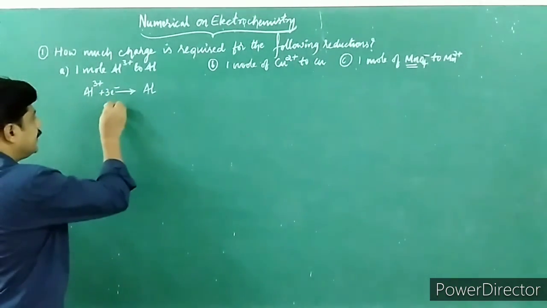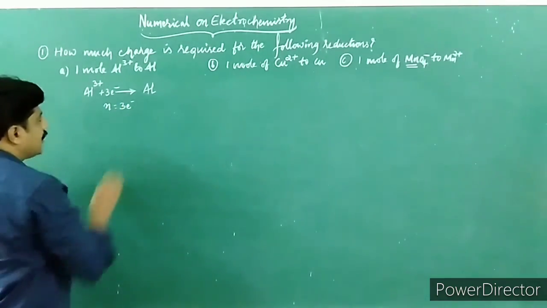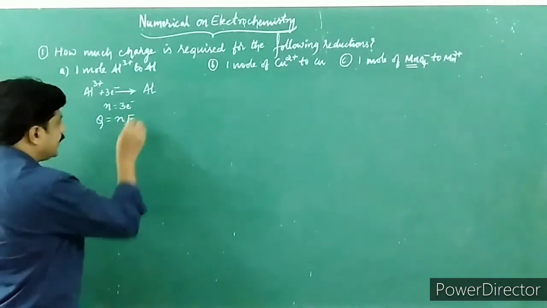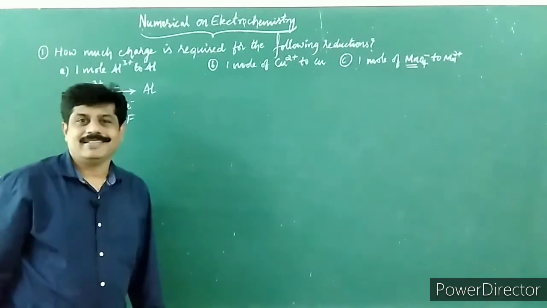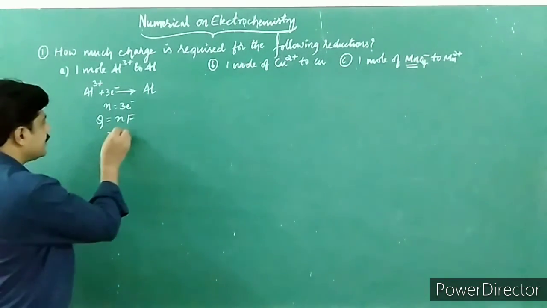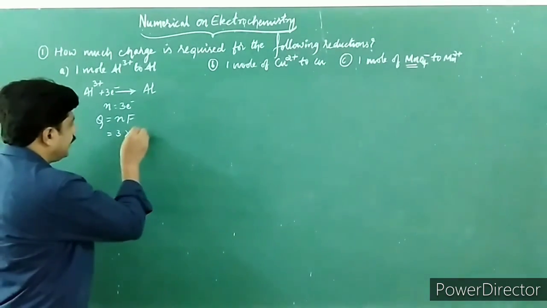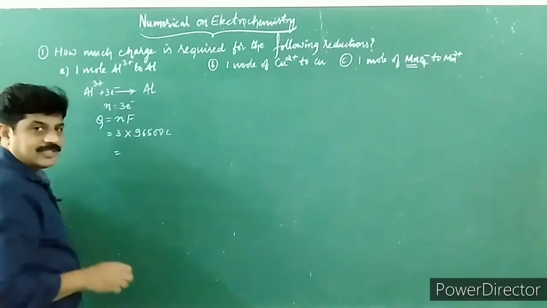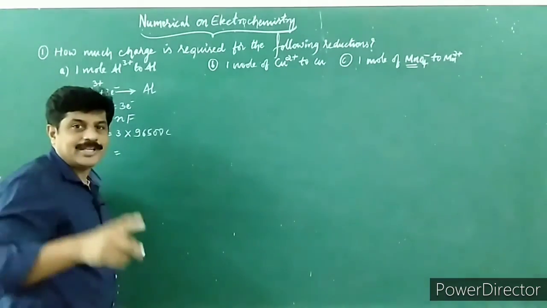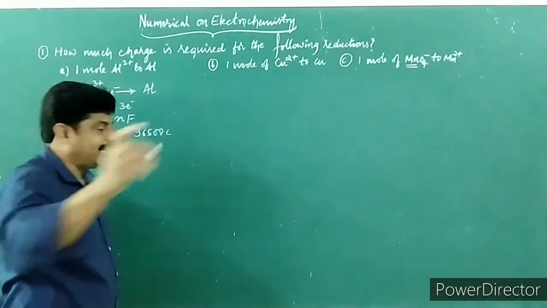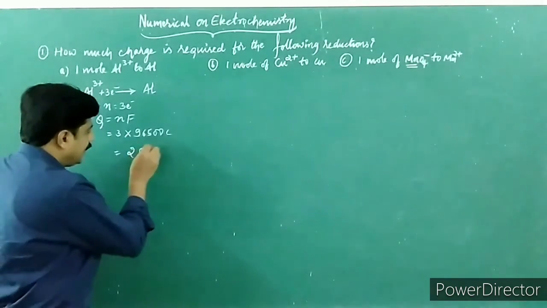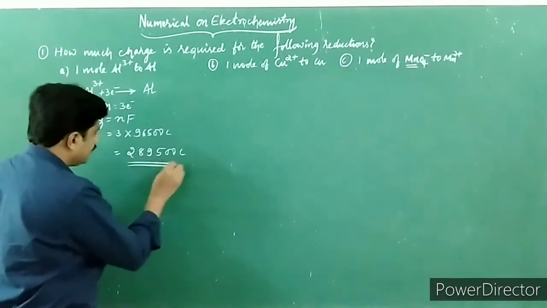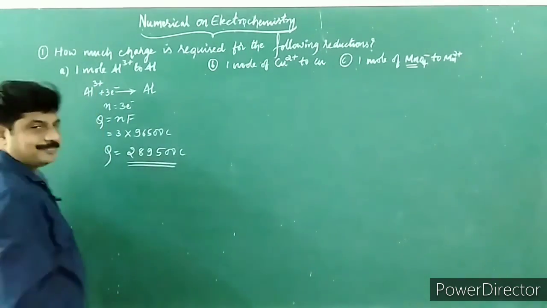Children, that means n is equal to 3 moles of electrons, and you know the formula, Q is equal to n into F. Is it not? Look at here, n is equal to 3, and Faraday value, you know that, 96,500 coulombs. If you simplify, you are going to get 2,89,500 coulombs. So this is the answer for the first one.